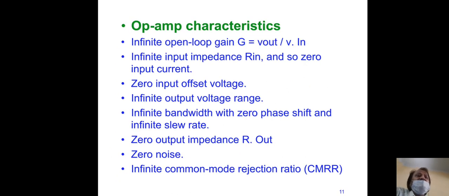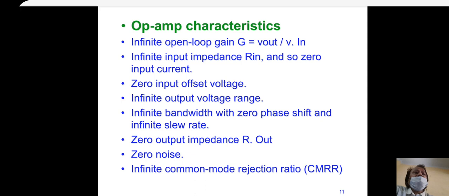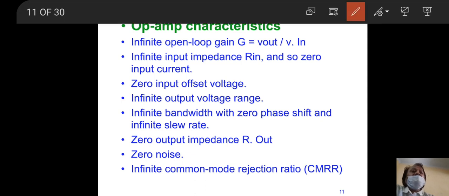Some characteristics of the operational amplifier are considered. It has infinite open loop gain, where the gain G equals V naught divided by V in, and you get infinite gain. The gain is very high, so V naught is very high. It also has infinite input impedance R in and zero input current.